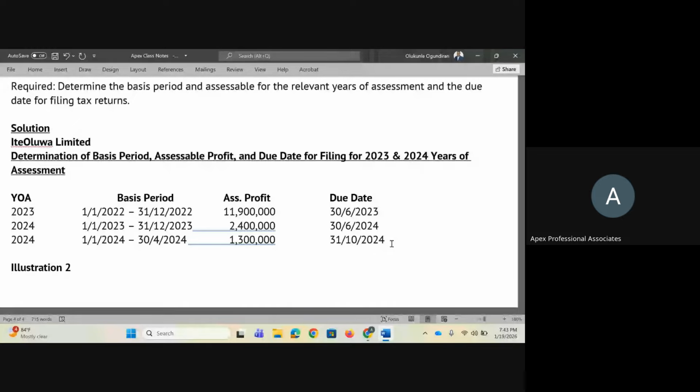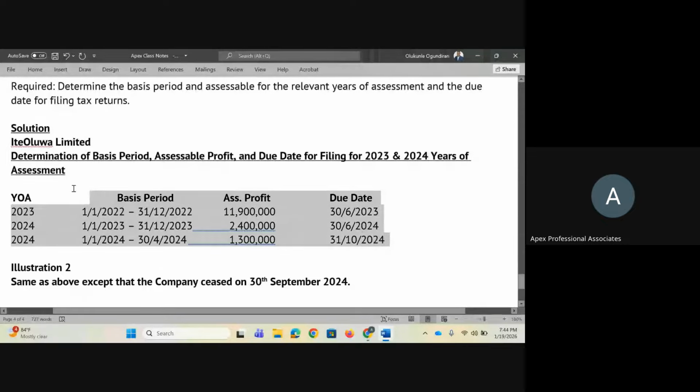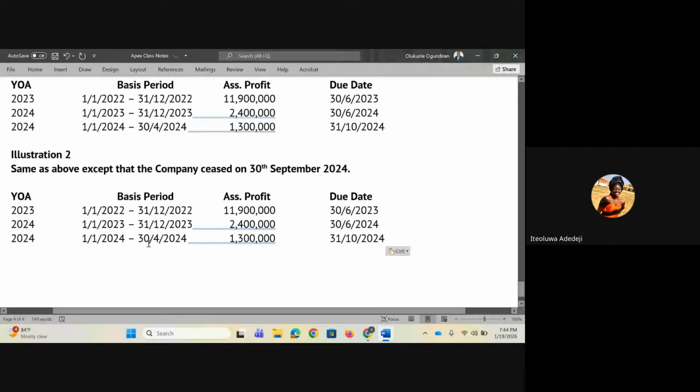So same as above, except that the company ceased on 30 September 2024. We are doing the same thing, nothing has changed, only that the company ceased in September, right? September is going to be after June, right? Yes, sir. So since it's after June, it's going to be on preceding year basis.